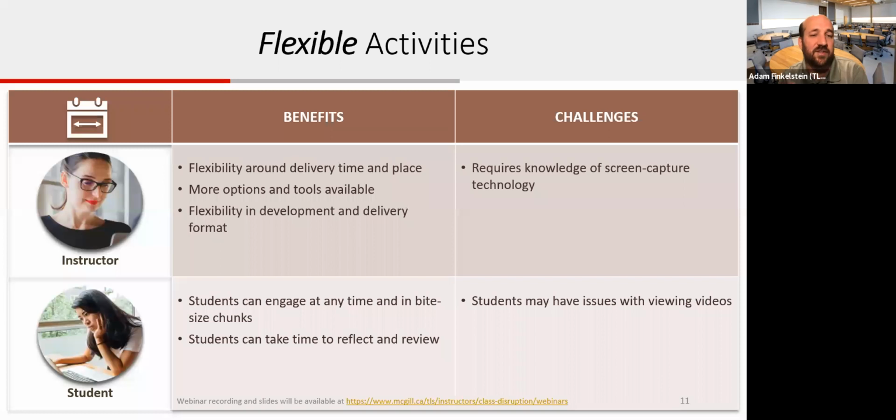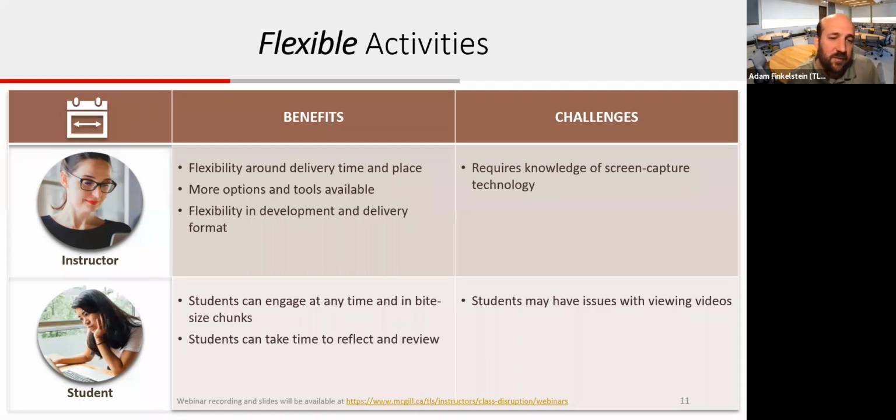Of course, there's also flexibility in the development and delivery of the formats. You have a lot of options available to do that. Now, the challenge, of course, is that you do need to level up some of your knowledge around the technologies. You need to have an idea of what you can do with them and how you can take advantage of them. And that's where we have a lot of support available to you in the coming weeks and months.